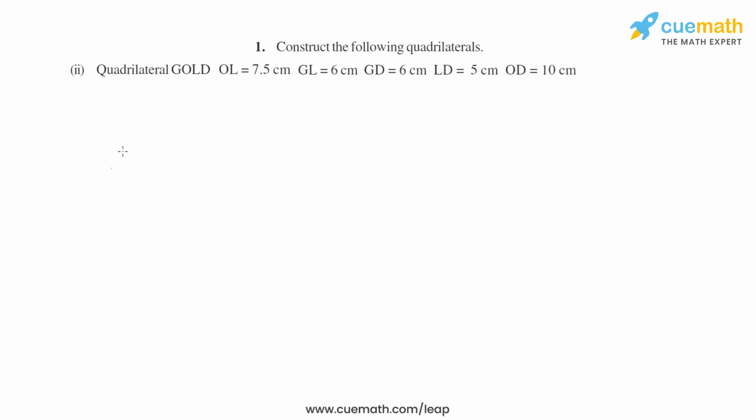Second part, quadrilateral GOLD. OL is 7.5, GL is 6, GD is 6, LD is 5 and OD is 10 centimeters. So let's quickly make a rough diagram for this. Let's make any rough quadrilateral, name it G O L D. Let's join the diagonals also.